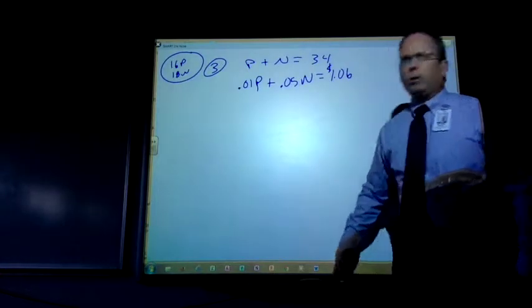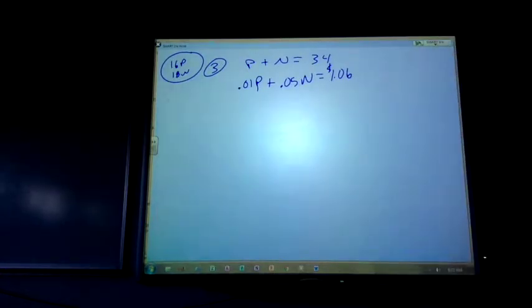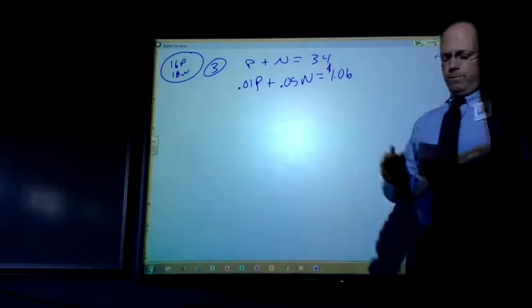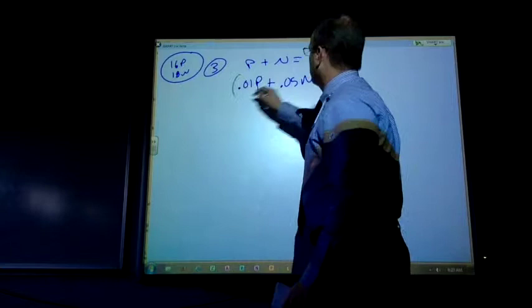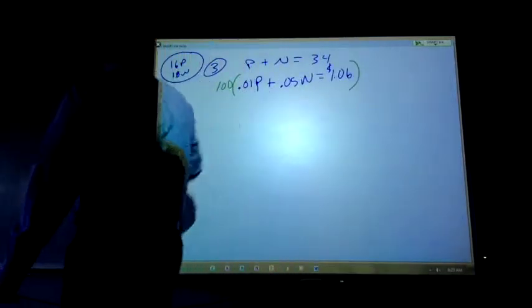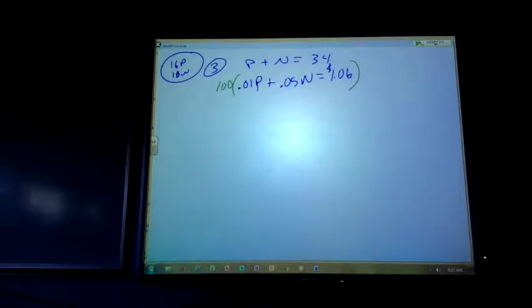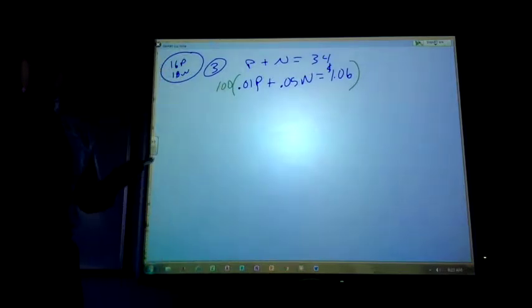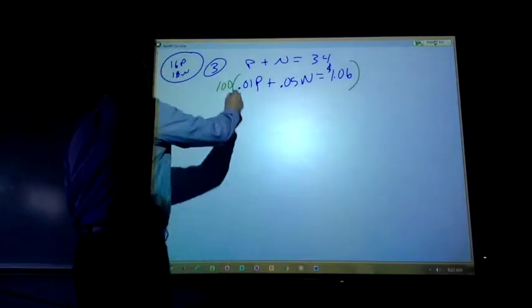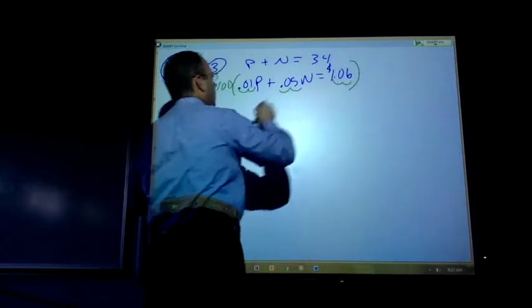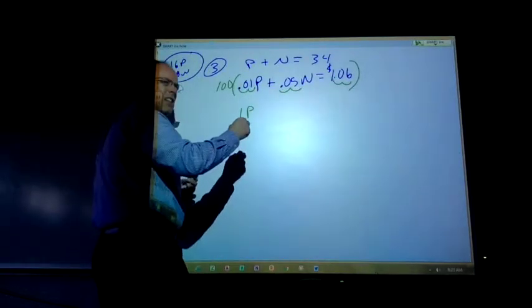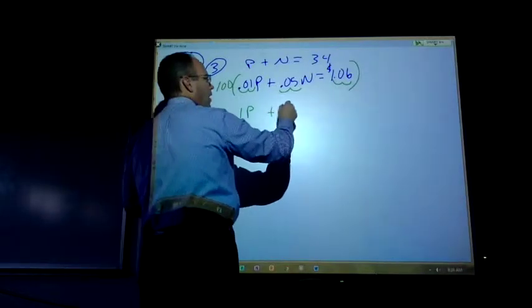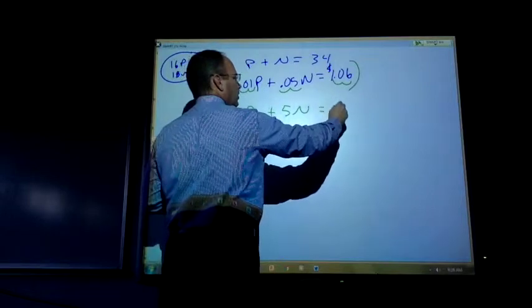Okay, so what skill did we learn? Do I have to multiply by 100 on the very top one? No. So I'm just going to multiply by 100. Christian, if I multiply everything in this row by 100, what does it do to the decimal? It moves to the right twice. Good. So if I multiply by 10, it would move the decimal once. If I multiply by 100, it moves it twice. Multiply by 1,000, 3 times it would move it. So this moves the decimal here, here, and here. So that gives me 1p. Is that the same thing as p? Yeah. Okay. And 5n equals 106.